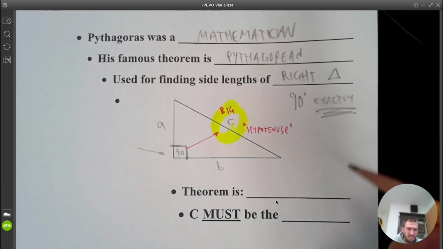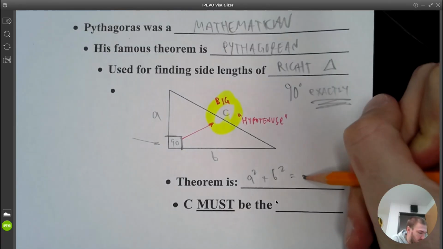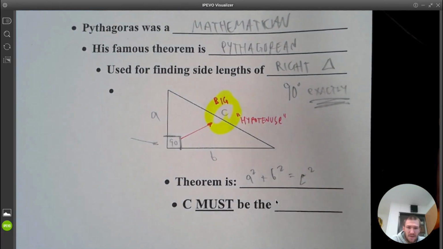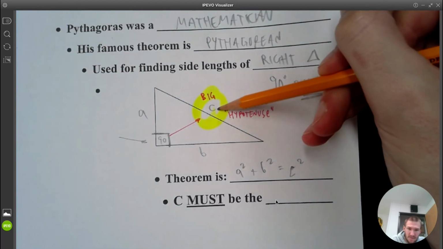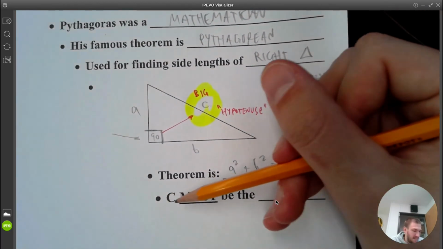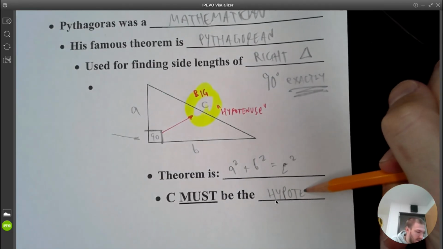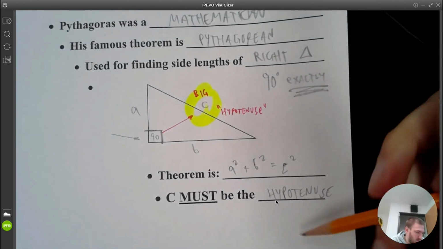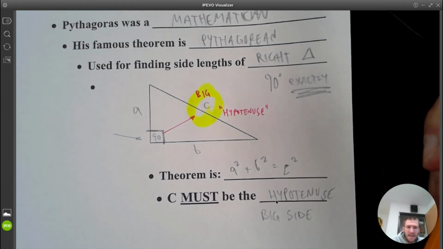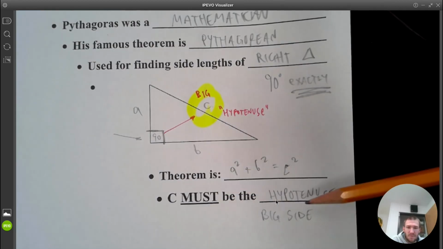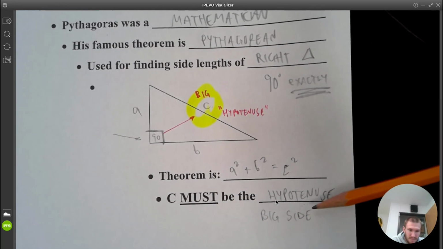The theorem, most everybody's heard it before. A squared plus B squared equals C squared. But importantly, C must be the hypotenuse, which is basically just the big side. Okay. Now pretty much you can't miss these questions unless you mess this part up. So focus on this.